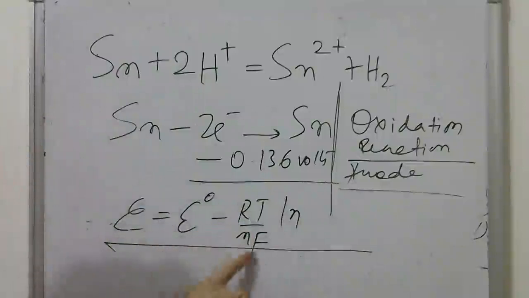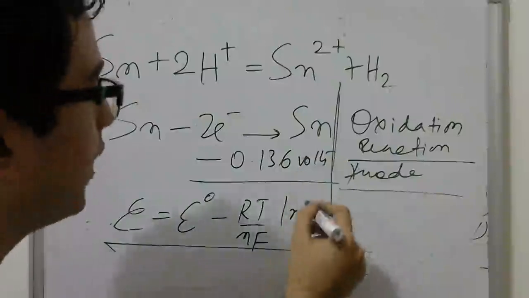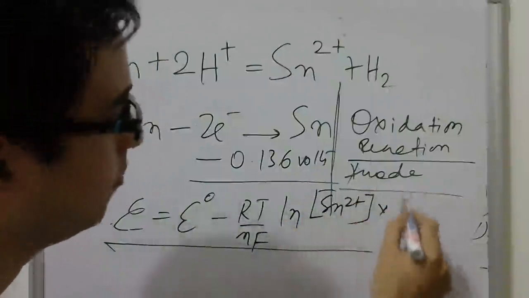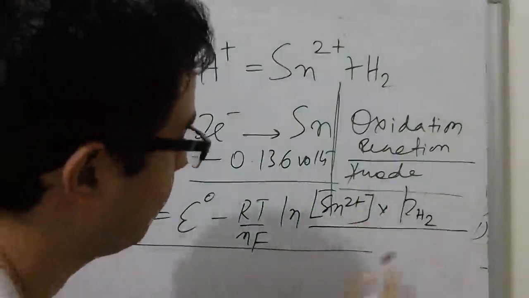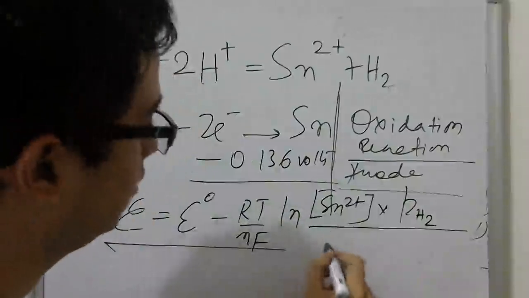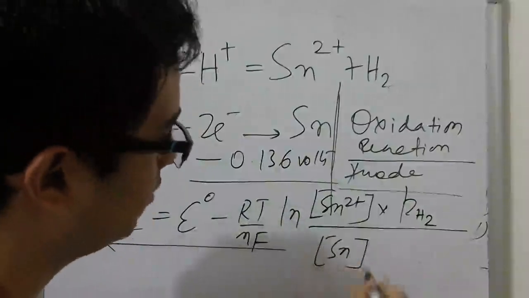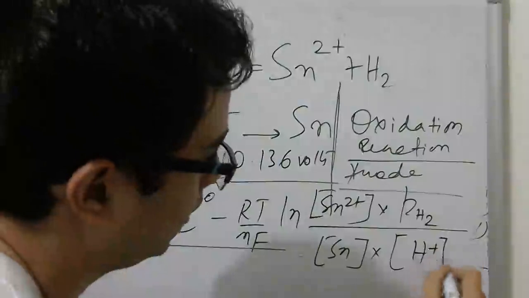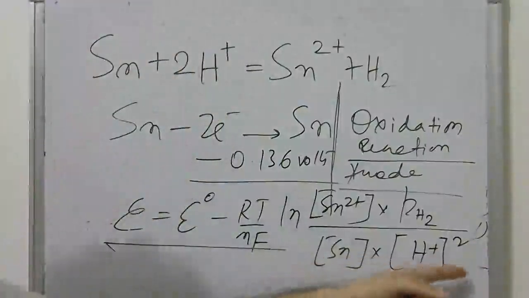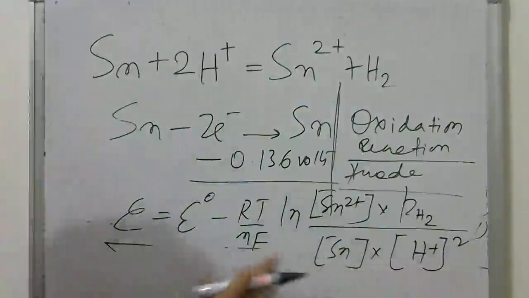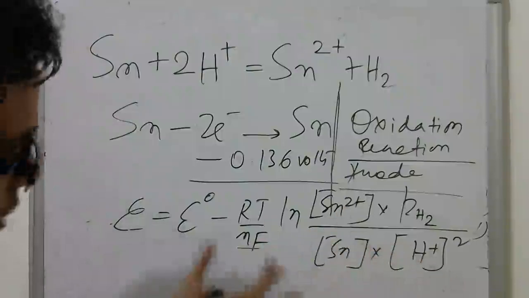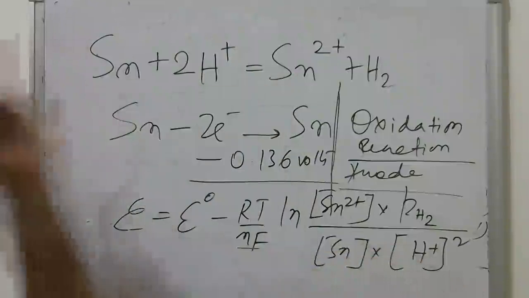So E equals E0 minus RT by nF ln, where your product is Sn2 plus multiplied by pH2, over the Sn concentration multiplied by H plus squared. This is very important. This is how you write your first equation. If everything had occurred in their standard state, this part would have been 0. So ultimately E equals E0.